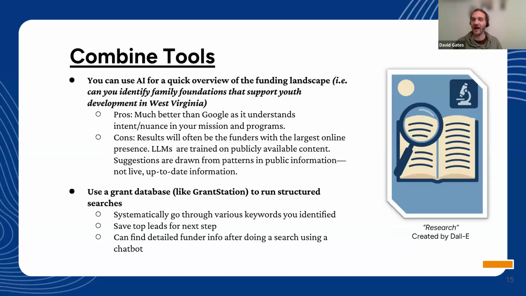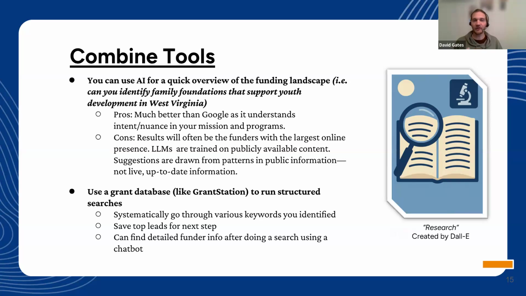Now, when using AI for grant research, there are some pros and cons. It is much better than Google. It doesn't necessarily understand intent or nuance in your mission and programs, but it has a better idea and is not necessarily looking for the exact keywords. So you are going to get better results than Google if you're using it to try to find some foundations.